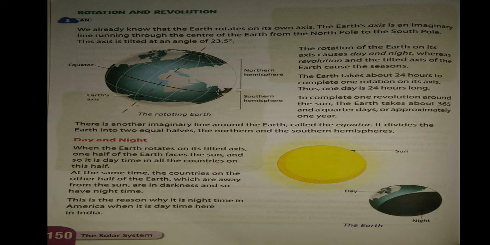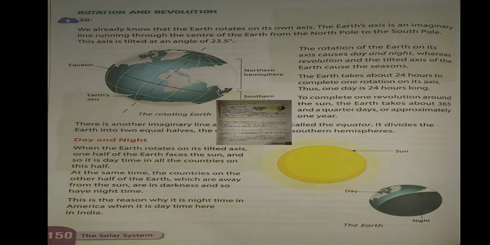Now, day and night. When the Earth rotates on its tilted axis, one half of the Earth faces the Sun, and so it is daytime in all the countries on this half. At the same time, the countries on the other half of the Earth, which are away from the Sun, are in darkness and so have night time. This is the reason why it is night time in America when it is daytime here in India.